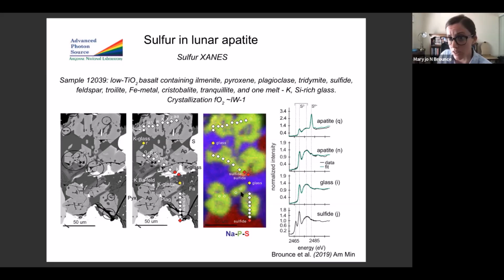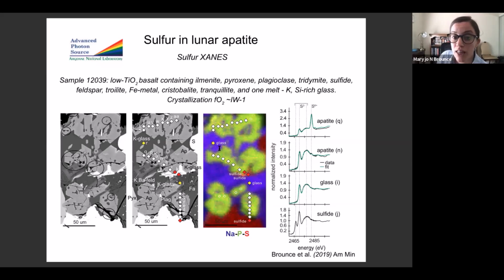The penetration depth for sulfur at these X-ray energies is very low, but I find that this crops up as a question that people have, especially when you see textures like this of the sulfide layering very closely to the apatites. Because the apatite measurements lack that low sulfur peak, we can say pretty confidently that this is not a problem that we're having.